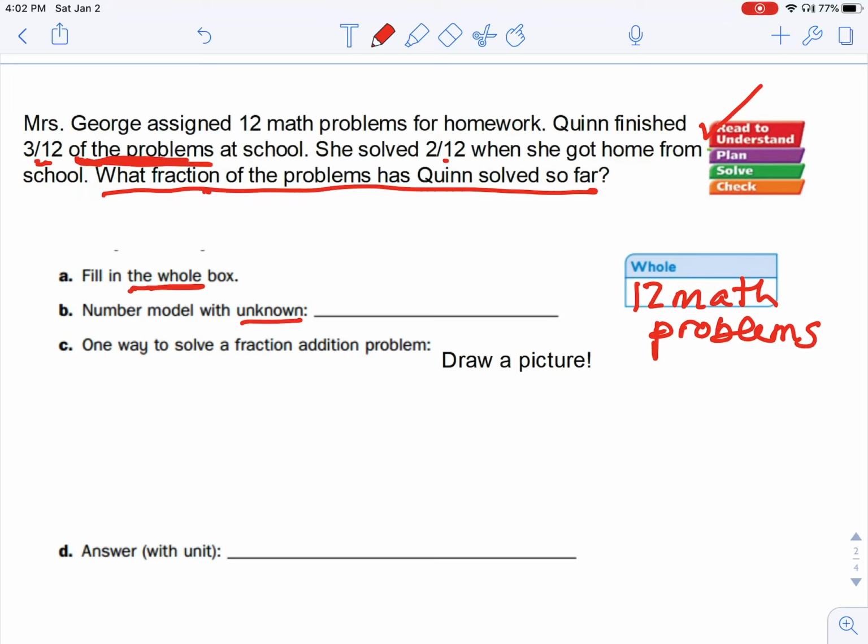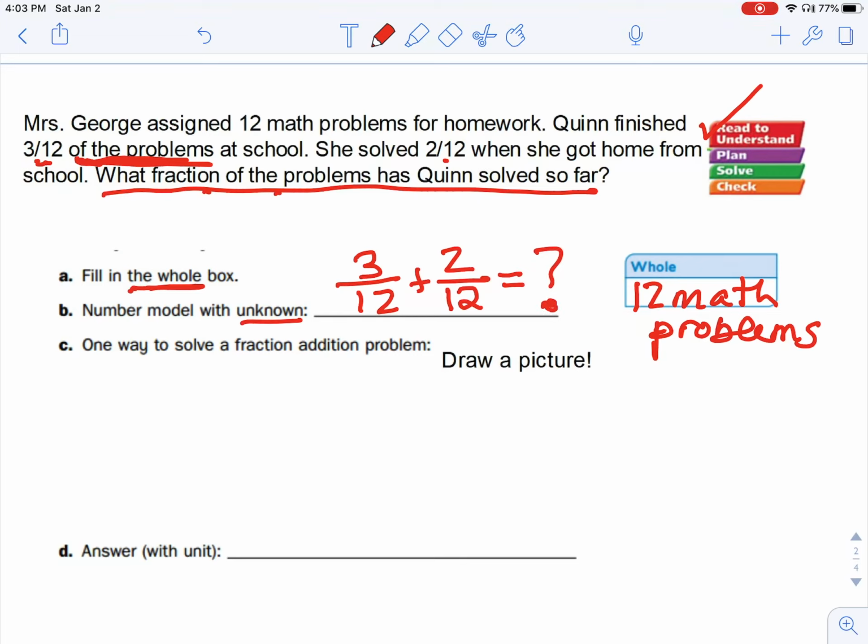So to figure out what fraction of the problems Quinn has solved so far, I know I'd need to use what operation here? I need to add. So I'm going to take 3/12 plus 2 more 12ths, because those are what she's done so far. And then it's going to equal some unknown. We'll call it question mark, but you can put anything there you want.